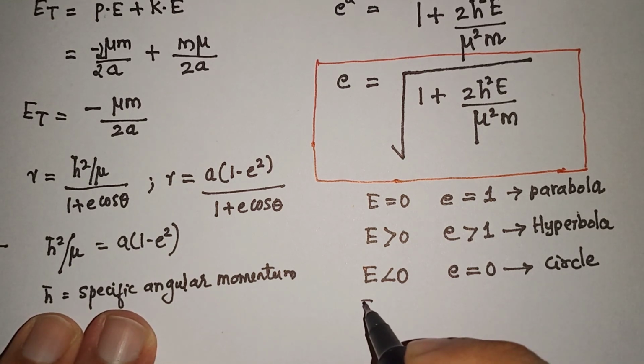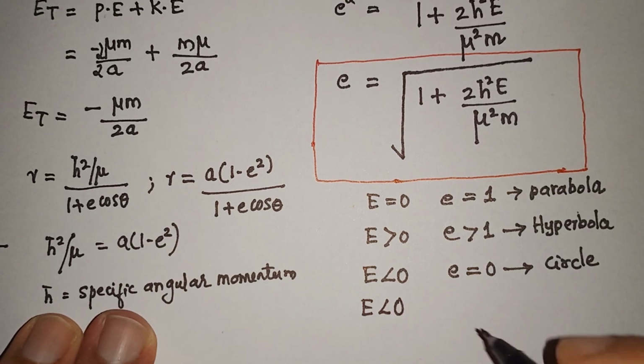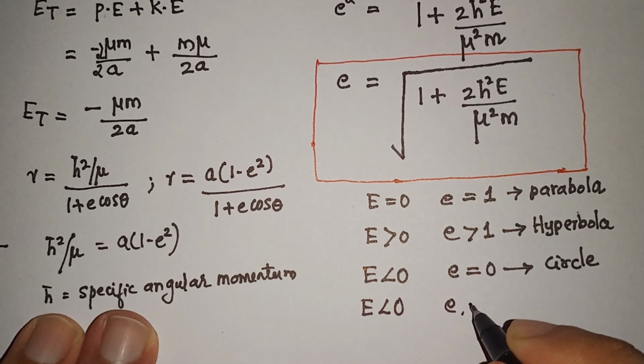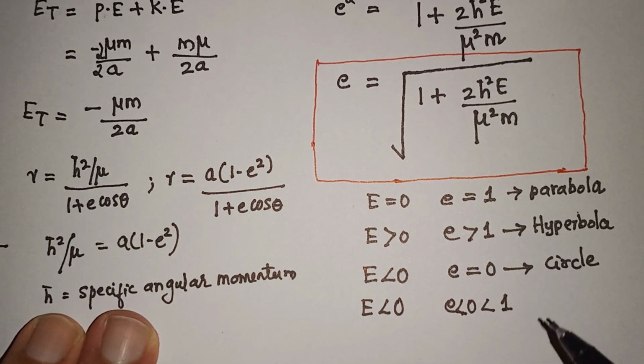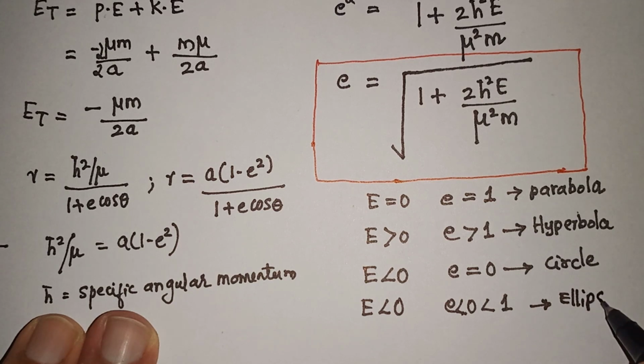Now again, if your eccentricity value is lying in the range of 0 and 1, then this corresponds to an elliptical profile. So that is called the ellipse. I hope this is clear for you. If E is less than 0, the eccentricity cannot be equal to 0. It should be greater than 0 and it should be less than 1. So in between you are going to get some range, so that will yield me an ellipse.